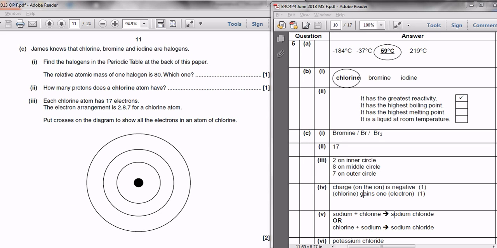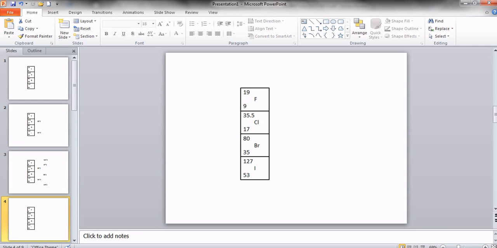Section C. James knows that chlorine, bromine and iodine are halogens. Find the halogens in the periodic table at the back of this paper. The relative atomic mass of one halogen is 80. Which one? So this is just gathering the information from the table that we've got on the back. So again, we're looking at the halogens, this group of the periodic table, and we find the one that's got the relative atomic mass of 80. Remember, relative atomic mass is the number at the top of each box, and that highlights it as bromine.